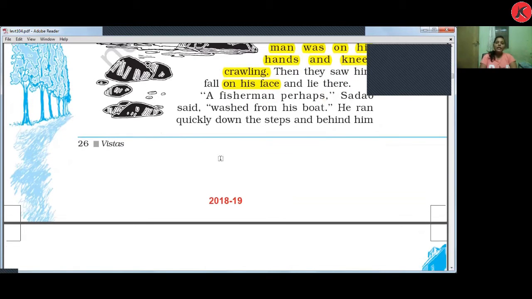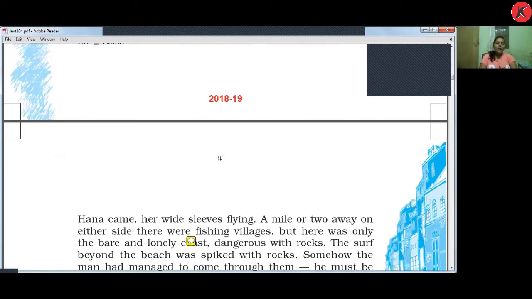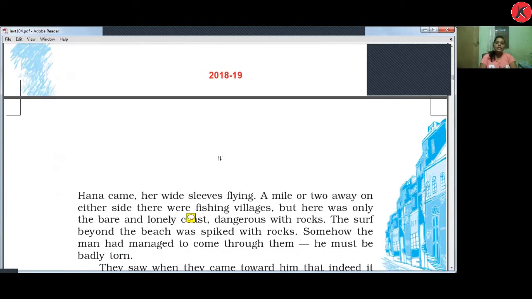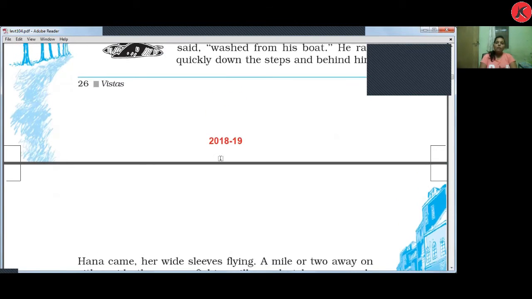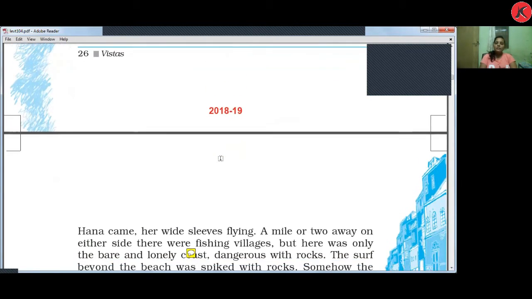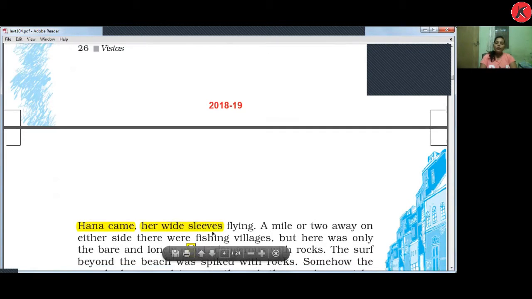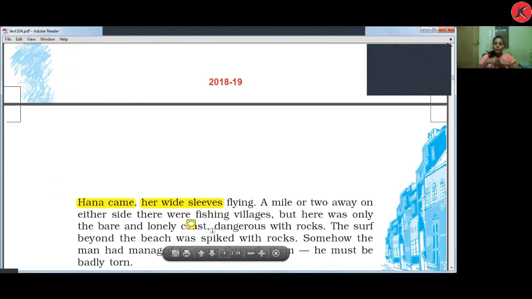He ran quickly down the steps behind him. Hannah came, her wide sleeves flying. Okay, now after watching this, that there was some wounded and injured man, Sadav went there. Behind him, Hannah also came, and because of that her wide sleeves were flying. Wide sleeves, I mentioned, the overcoat she was wearing, that was also slipping out.